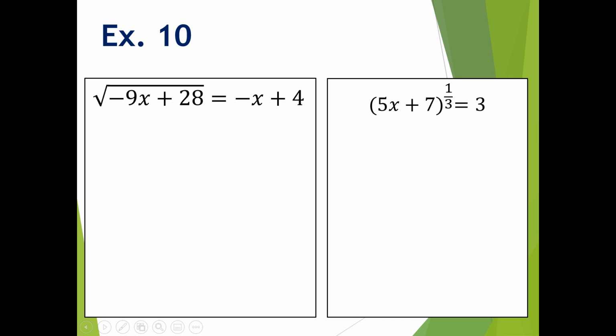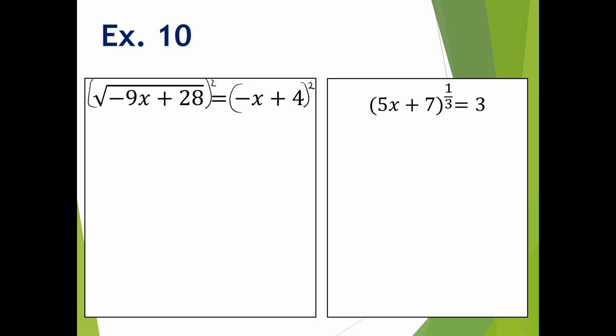Okay? Okay, example 10 has two questions on it. The first one is very similar to the one that we just did, and the second one is bringing us back some fractional exponents, and we'll talk about those. So again, try these, but I'm going to do them now. So I'm going to need more room for this one, but we have this radical alone, so we can square both sides.